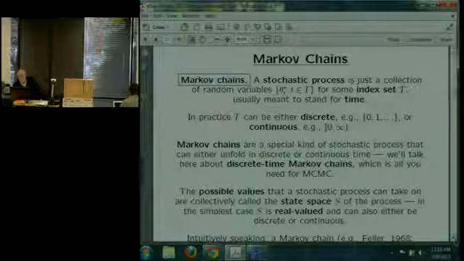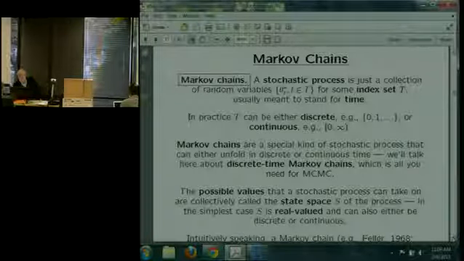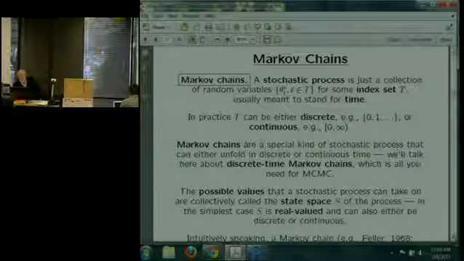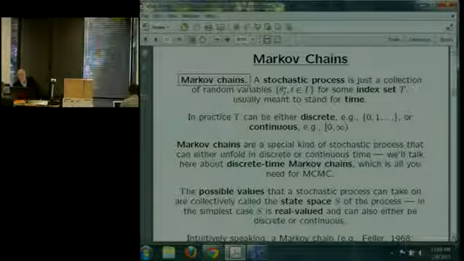Now, another complication, the possible values that a stochastic process can take on are collectively called the state space, capital S, of the process. And in the simplest case, capital S is real valued, in other words, one-dimensional, and can also either be discrete or continuous.